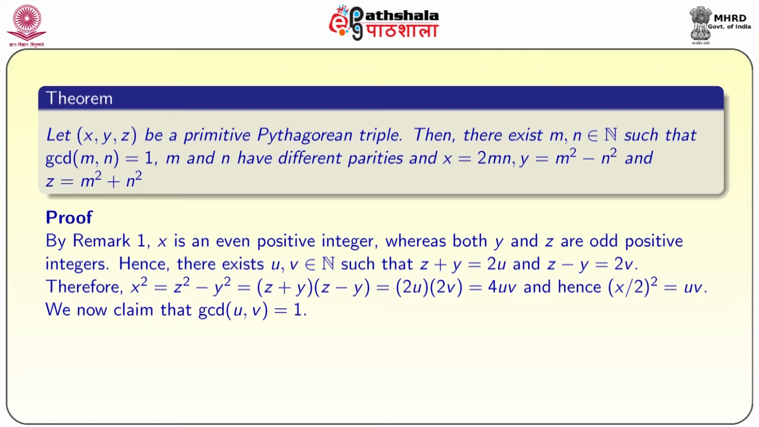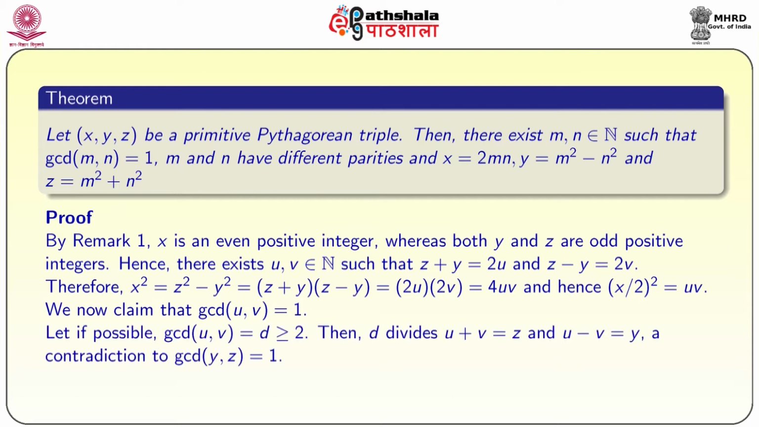So, again observe where that u and v came from. This u and v come from z plus y and z minus y, since both are even. Now, if possible, GCD of u, v is equal to d greater than or equal to 2. That means, we need to show GCD of u, v equal to 1, and we are proving by contradiction, assuming GCD of u, v is equal to d greater than or equal to 2. Then d divides both u and v, so d divides u plus v, that is z, and also d divides u minus v, that is y.